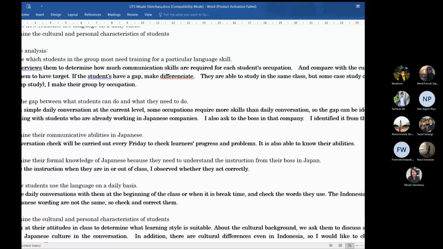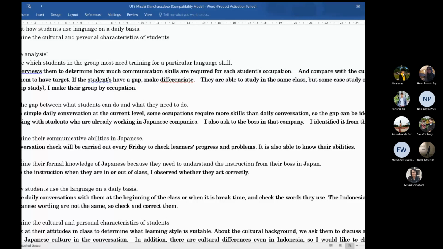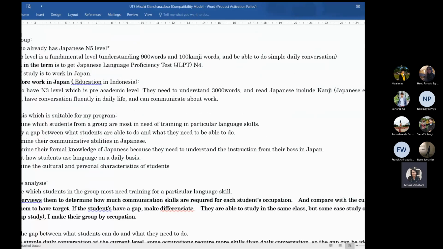You should have a design for one semester for one course, 12 meetings. To meet the target, you should make a design for 12 meetings. And we will know whether you meet your target in 12 meetings based on the activities that you set in certain meetings. Do you understand what I mean?